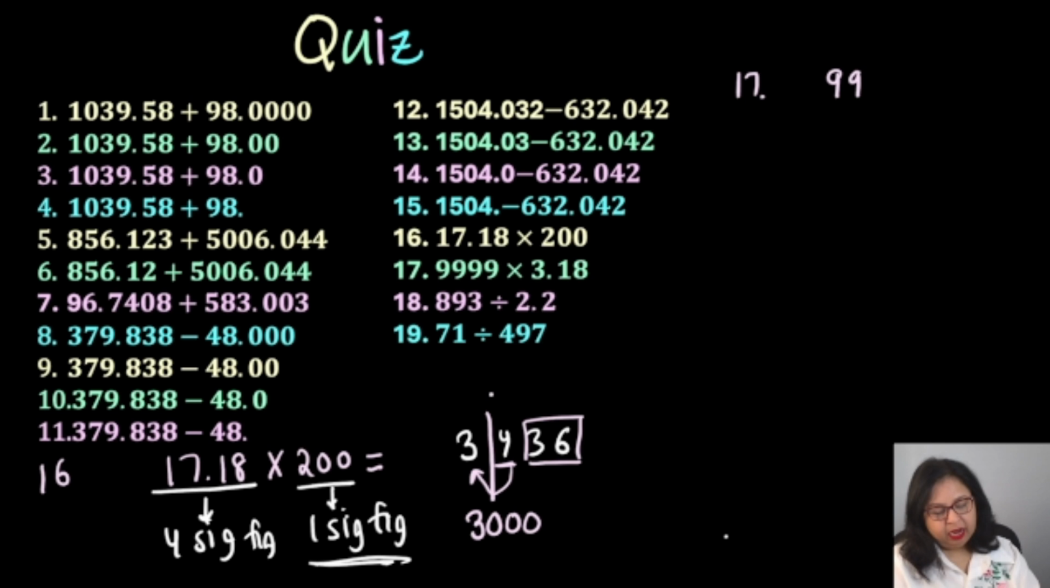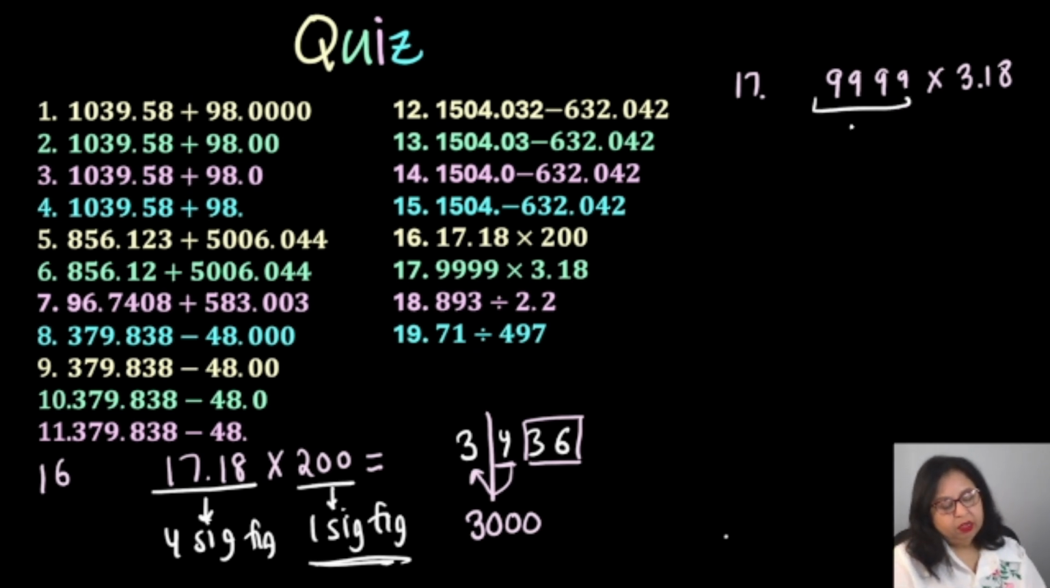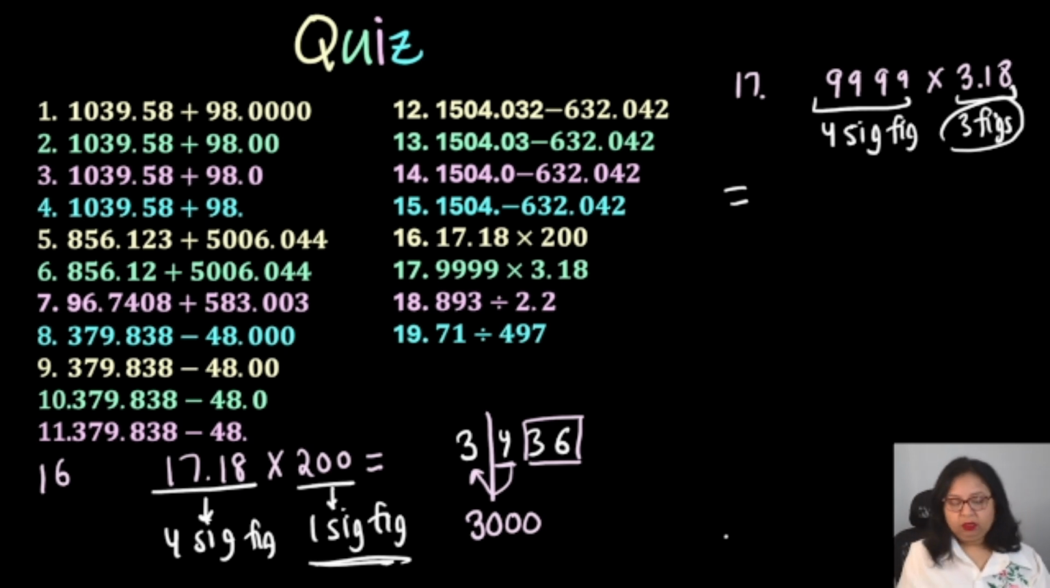17. 9999 times 3.18. Identify the number of significant digits. 4 sig figs in 9999 and 3 sig figs in 3.18. So the final answer must have how many significant figures? Only 3. Alright, I'm going to use a calculator to do this calculation.